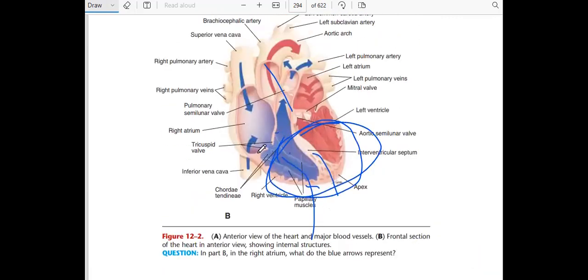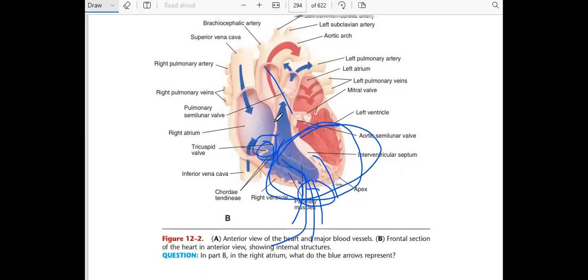So this valve, the tricuspid valve, has to be closed, because the blood will go forward, not backward. So this valve must be closed. But here you have the pulmonary valve, which is semilunar, and it has to be open. So blood from this chamber will go forward. This valve will open, this valve will close, because the blood will not enter into this chamber.